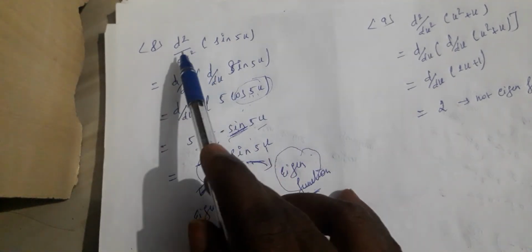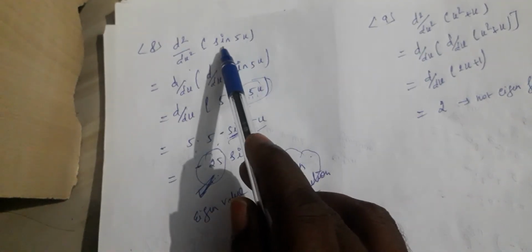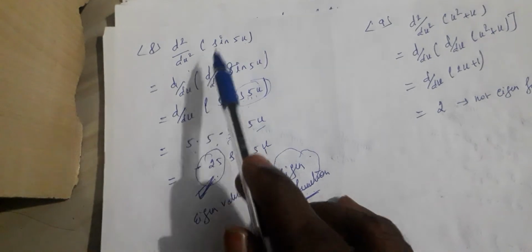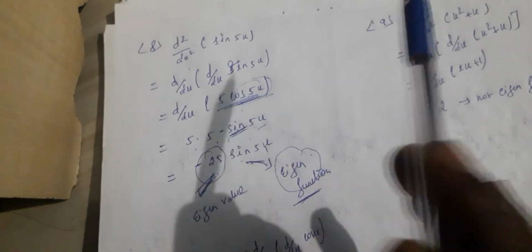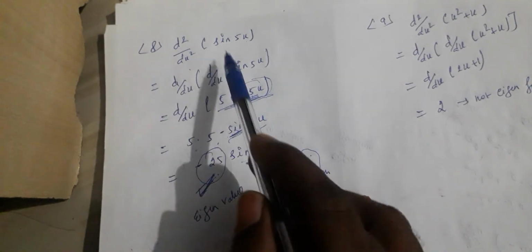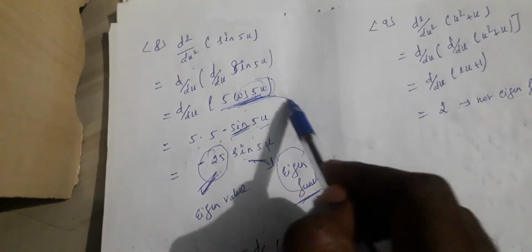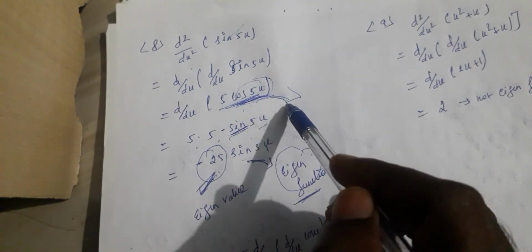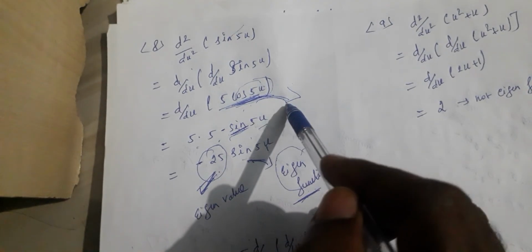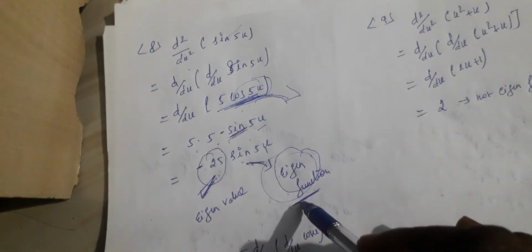Say for example, suppose d by dx sin 5x, if you are asked in this way, the result is only 5 cos 5x, because only one time we need to differentiate. Sin x, if you differentiate, gives cos x, so the eigenfunction is different, but here sin x, there cos x, so the eigenfunction will be different. So if you differentiate two times, the same eigenfunction we are getting.